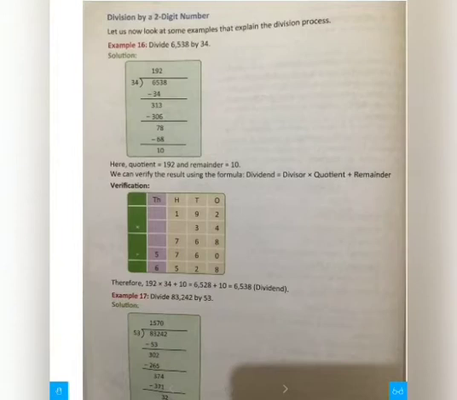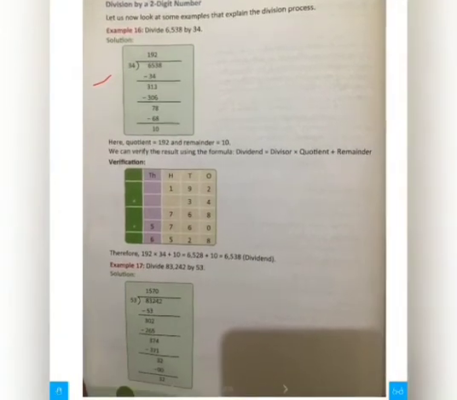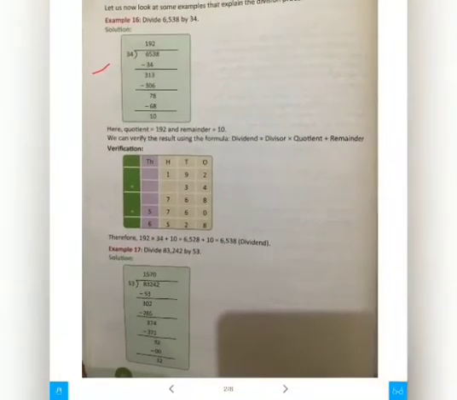Now, division by two digit. You all know how to divide any number by two digit. Let us look at some examples to explain the division process. So this is here, you can see. Now let's study the main thing about it, that you will do this division very easily, but how to verify it?